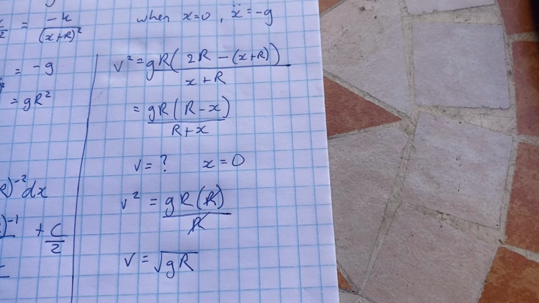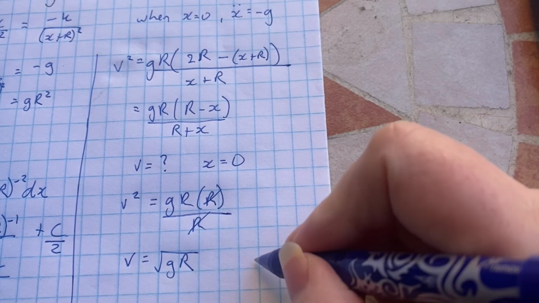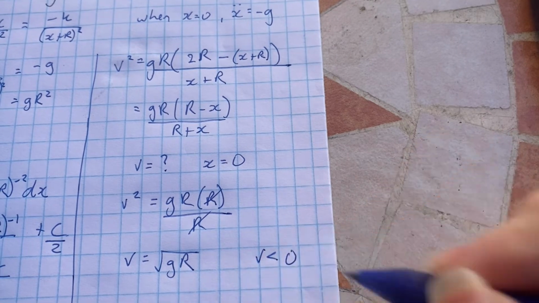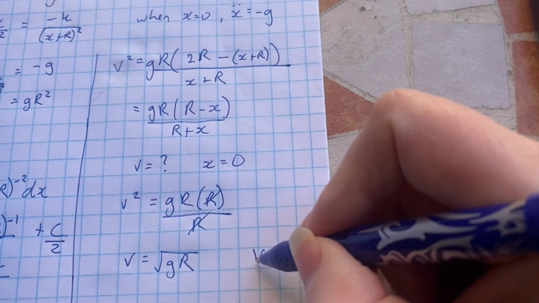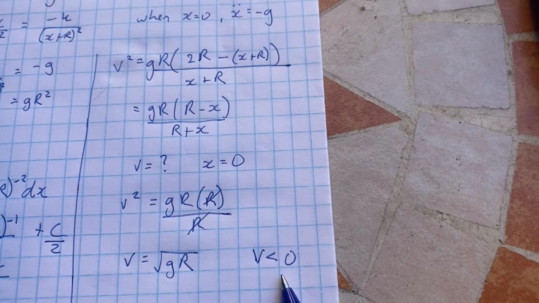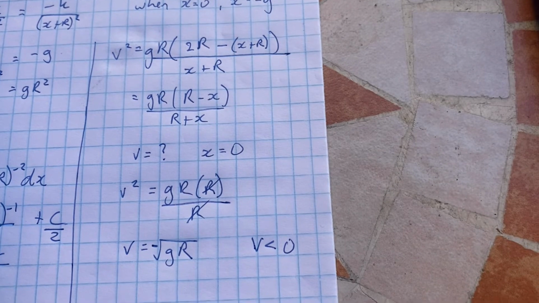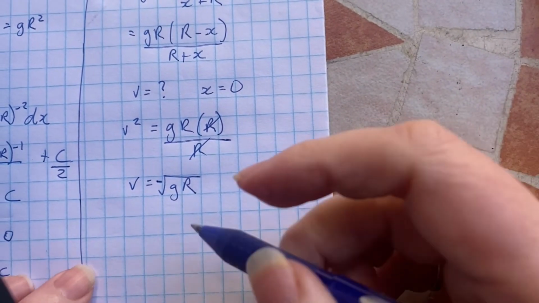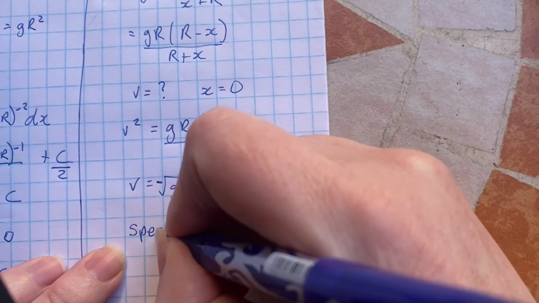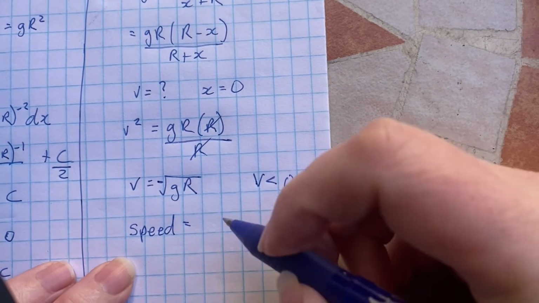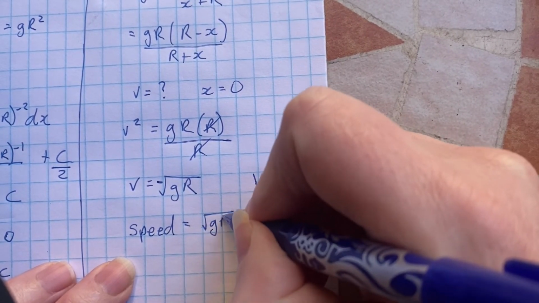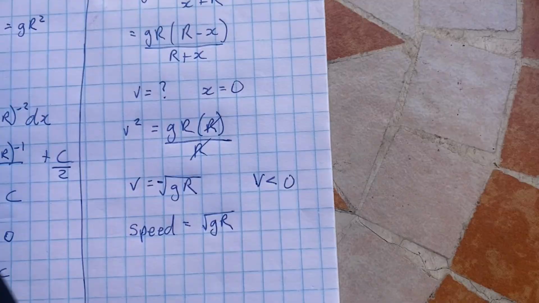I should point out the question was asking about the speed. In actual fact here, v is going to be less than 0 at all times because the object is moving towards the ground, and we already established that our frame of reference is that down is negative. So in actual fact, v is negative the square root of gr, but the speed, of course, is the absolute value of that. So the speed is the square root of gr.